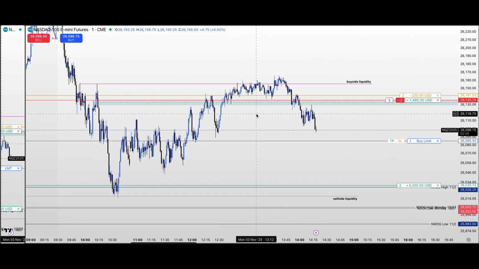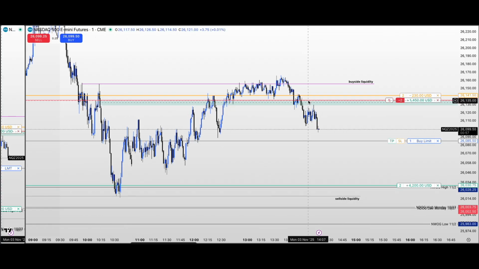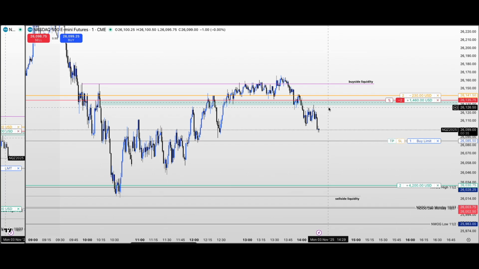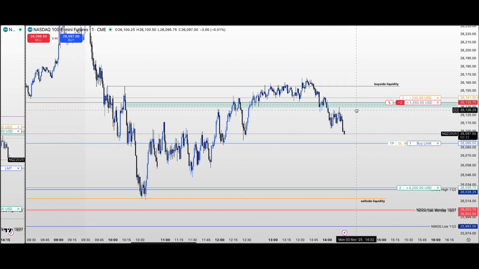My entry was using this inversion fair value gap. I got my fill here. I did a market fill as it closed below here. As I entered the trade, it wicked above and gave me a fill here, so I got a bit lucky. I was going for a fill at the low here. But either way, I have a good entry here.